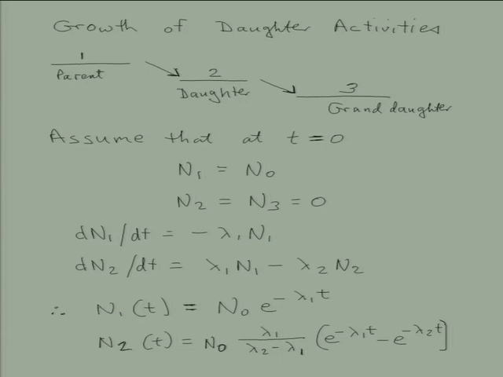We only have the parent present, and then the daughters grow and decay as a result of the decay of the parent, and I just watch how these numbers evolve with time. So what that means is that at time 0, the number of species 1 present I'll call N0, and the number of species 2 and 3, meaning the daughters and granddaughters, are 0.